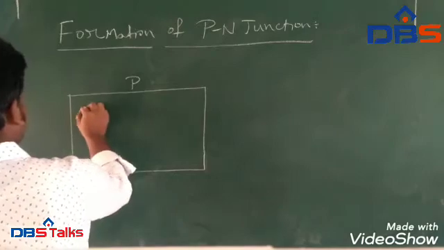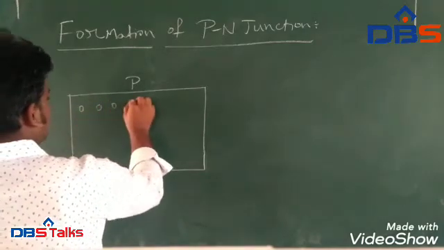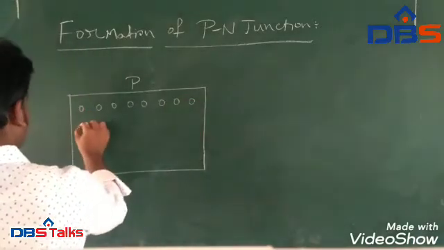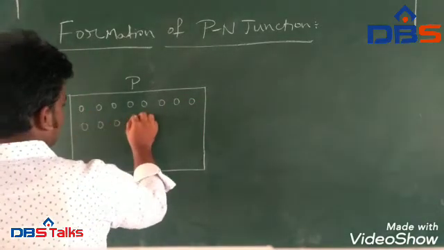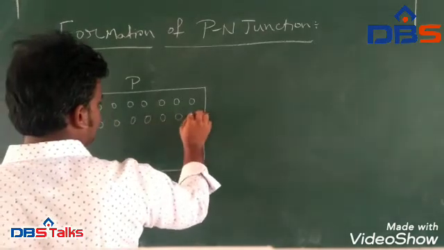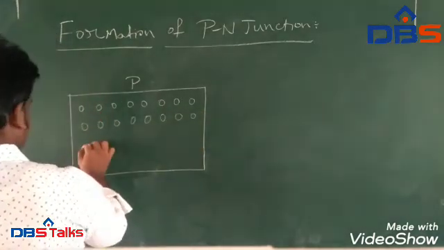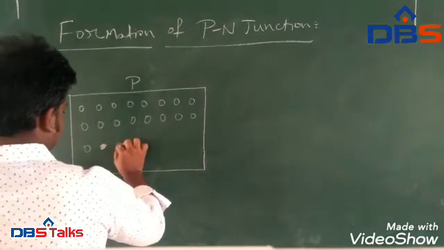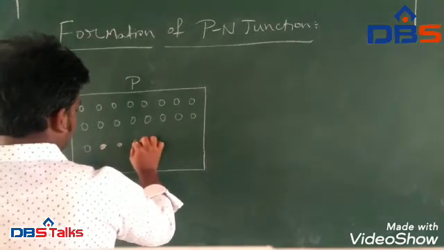In this, the majority carriers are holes. So now I am drawing the majority carriers, holes. And this may have minority carriers, in some places there exist electrons.